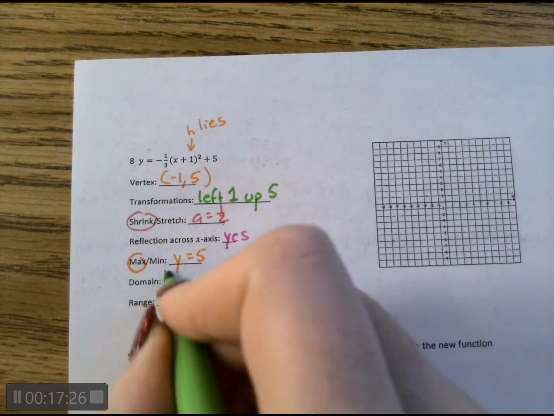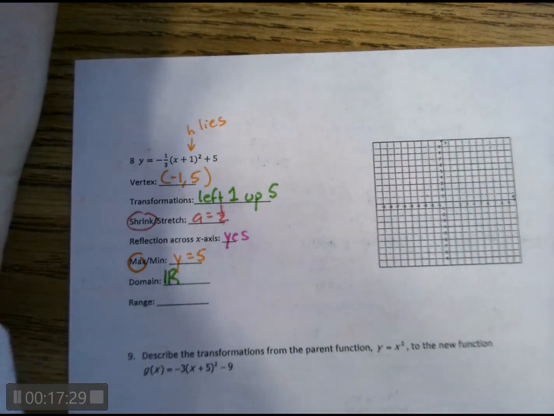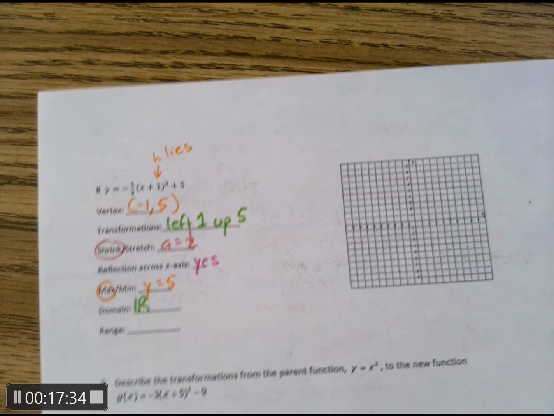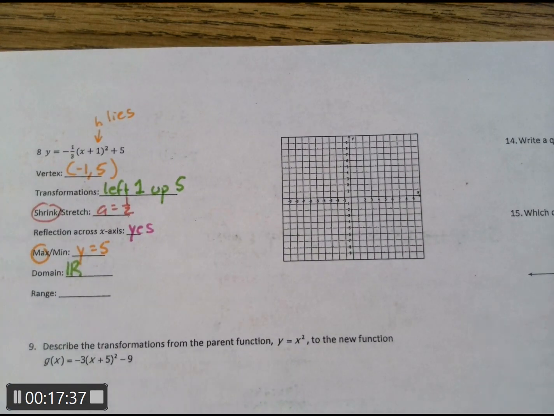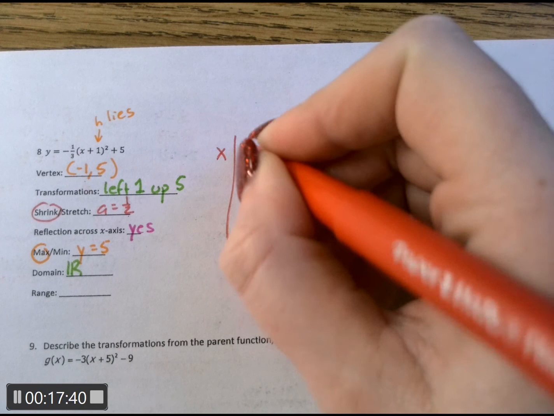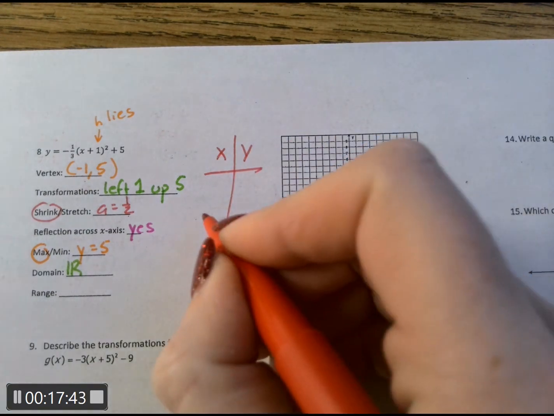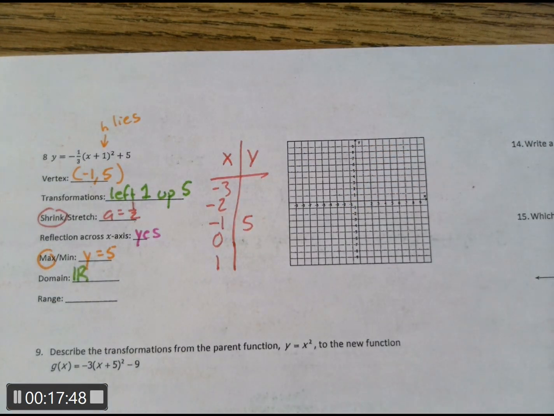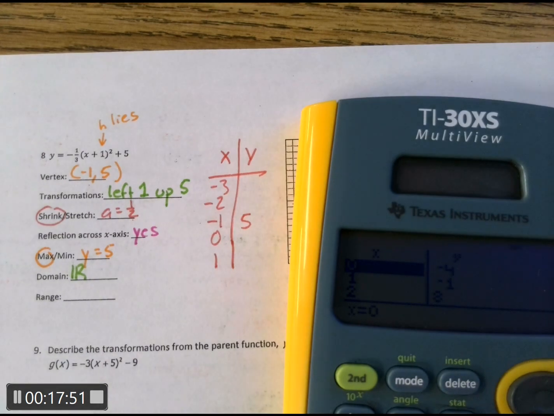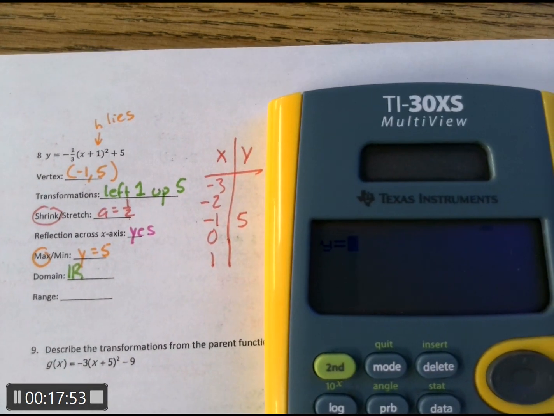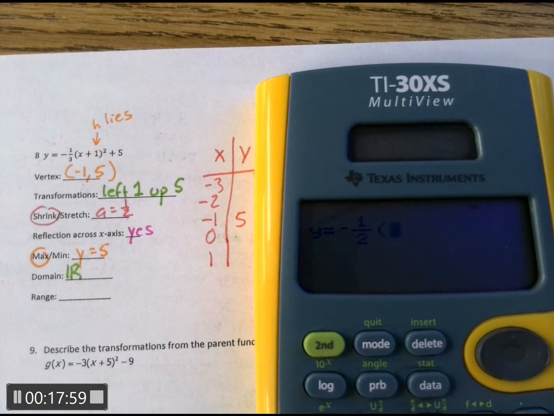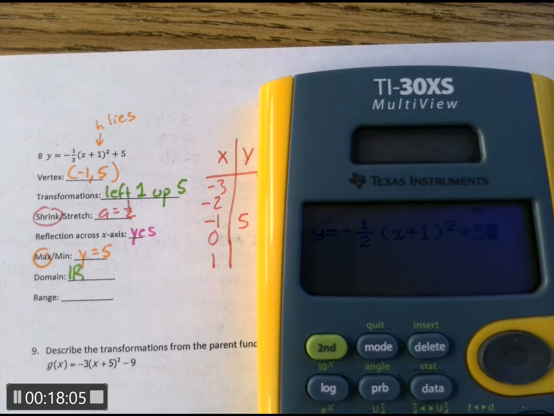Our domain is always going to be our real numbers. And then we need to graph in order, and we should be pretty good at graphing by now because we have to make our XY table of values. Alright, so XY, make sure your vertex is in the middle. Okay. Alright, so then table, and we're going to clear that. And then we have negative 1/2 x plus 1 squared plus 5.